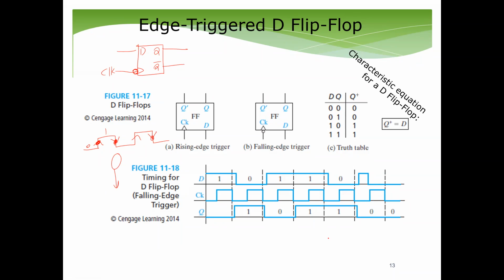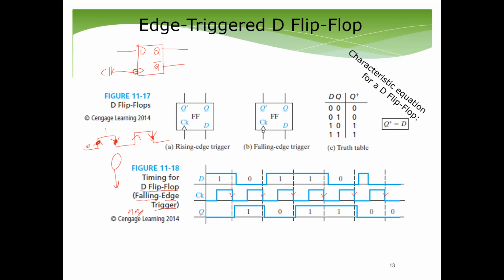For example, check this timing diagram. This is a timing diagram for a D flip-flop. Now that's not enough information. If I have a D flip-flop, I need to know, is it a positive edge or a negative edge? So this is a falling edge trigger, meaning this is a negative edge triggered flip-flop. At each negative edge, I will sample the value of D and equate it to Q.